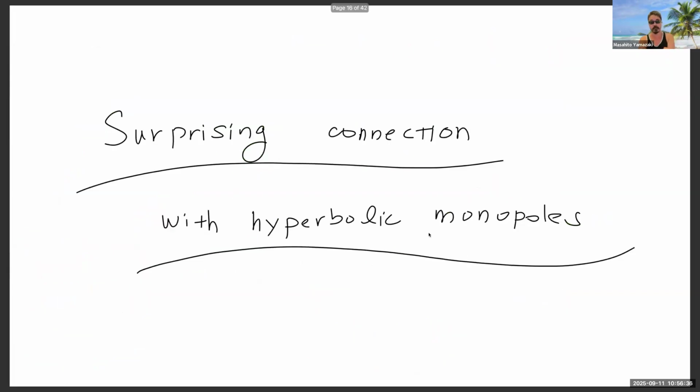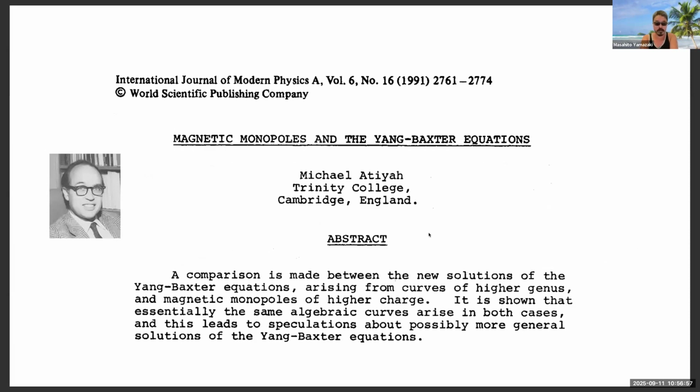So we have a slightly better understanding of the Chiral Potts model, but I would still say that it's still mysterious. And in this talk today, I'm going to revisit yet another connection with a completely different topic, which is the connection with hyperbolic monopoles. The observation goes back to a 1991 paper by Michael Atiyah, entitled Magnetic Monopoles and the Yang-Baxter Equations. In this paper, he compared the spectral curve of the Chiral Potts model, which, as I described, is a curve of higher genus, with the so-called spectral curve of the magnetic monopole. And it turns out that he found some connection. There is a quotient procedure, which I'm going to describe, but in the end, he observed that the two curves are the same.